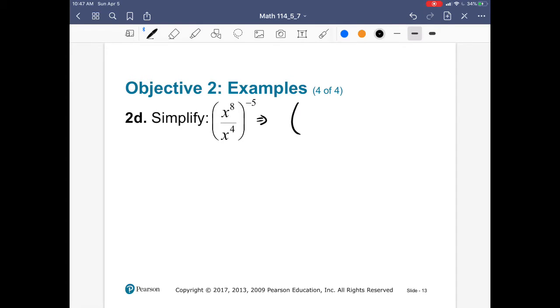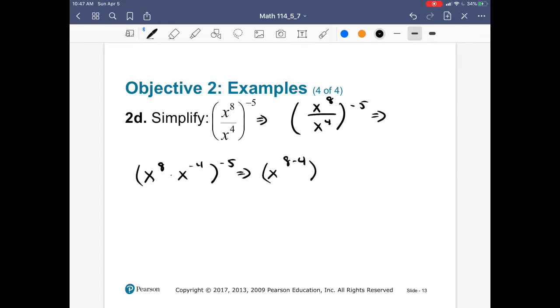So let's first work with what's inside the parentheses. We have x to the 8th over x to the 4th, all to the negative 5. This one I can rewrite as x to the 8th times x to the negative 4, to the negative 5. They have the same base, that means they can add. So I have 8 minus 4, which is 4. So I have x to the 4th to the negative 5. That means that the exponents are going to multiply, so it becomes x to the negative 20.